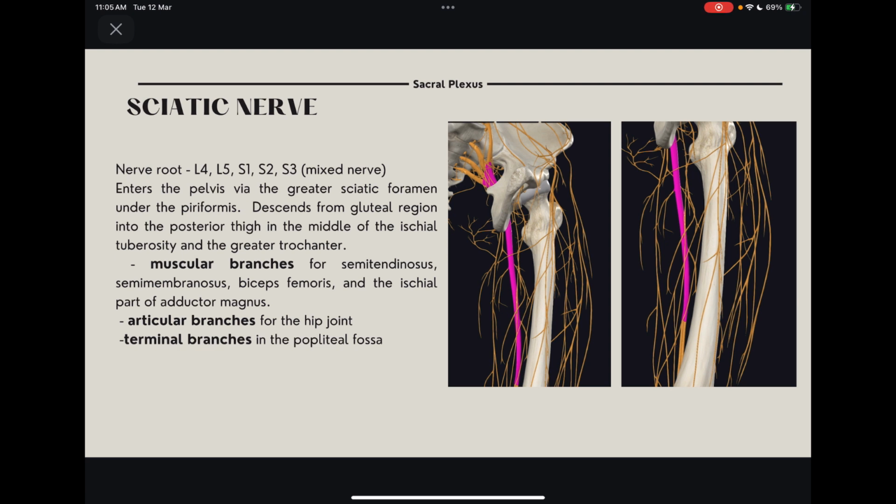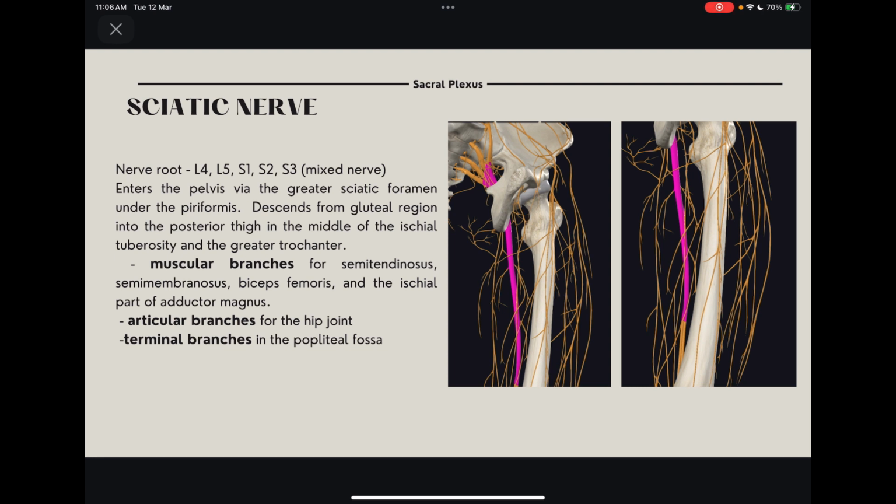But unlike the first two nerves we mentioned, the sciatic nerve does not divide or branch in the gluteal region. It continues downwards to enter the posterior thigh, right in the middle of the ischial tuberosity and the greater trochanter. And then it divides and gives branches. It will give muscular branches for the muscles of the posterior compartment of the thigh, which are semitendinosus, semimembranosus, biceps femoris, and the ischial part of the adductor magnus. And it will also give articular branches for the joint it will pass, which is the hip joint. And it terminates at the popliteal fossa into two main branches. Popliteal fossa is the fossa in the posterior part of the knee.